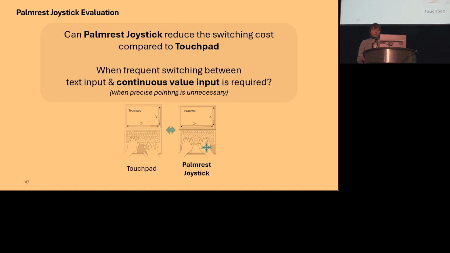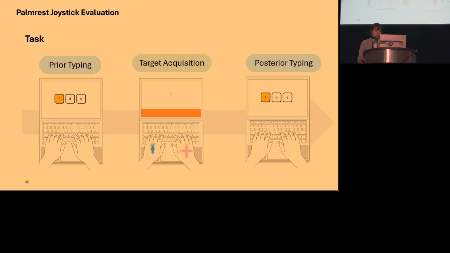Next, for the evaluation of Palmrest joystick, we wanted to see whether it could reduce the switching cost compared to the touchpad when frequent switching between the text input and continuous value input is required, particularly when precise pointing is unnecessary. So we designed a task that combined the target acquisition task in the middle of the typing.